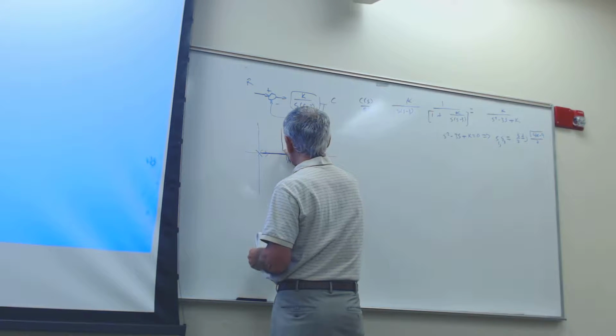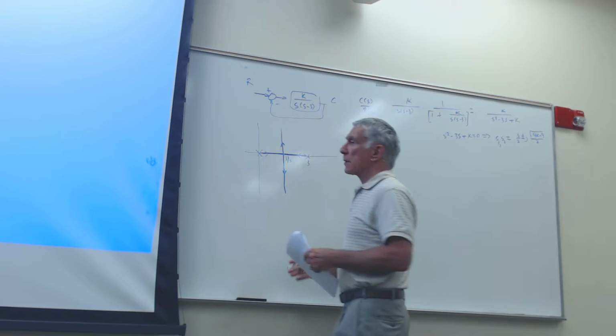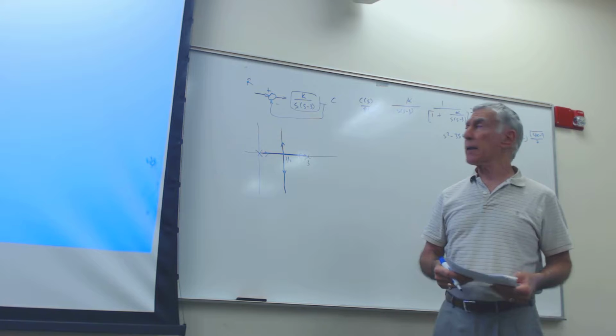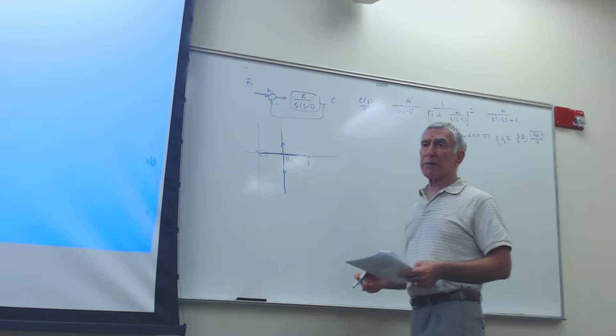And you have one branch upward and one branch downward. So you can see that this system is always unstable. Poles are always in the right half plane for any positive value of gain K.